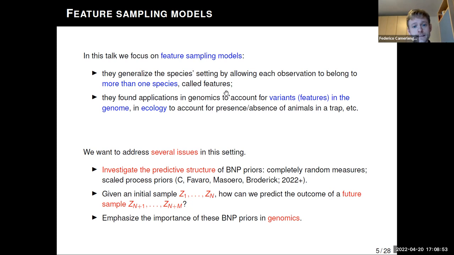Feature sampling models are very popular, and they can be applied in different frameworks. For example, in genomics, to account for the presence or the absence of a variant in the human genome. They first appeared in ecology to account for the presence or the absence of an animal in a trap. And in ecology, an observation is a trap, and in each trap you can find the animals belonging to different species. This is the reason why I say that feature sampling models generalize species sampling models.